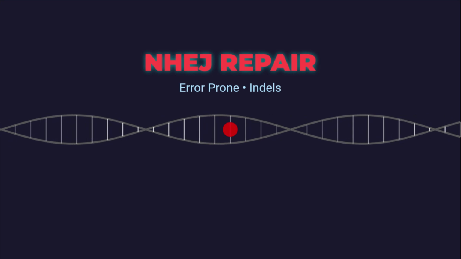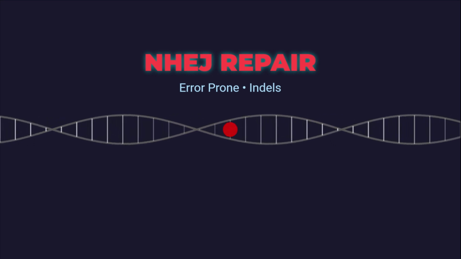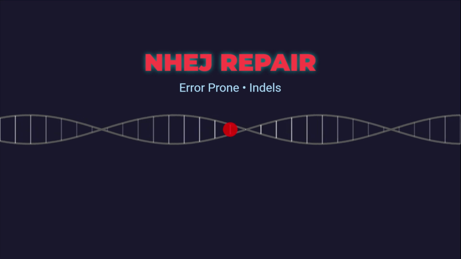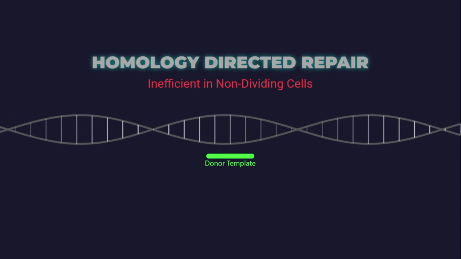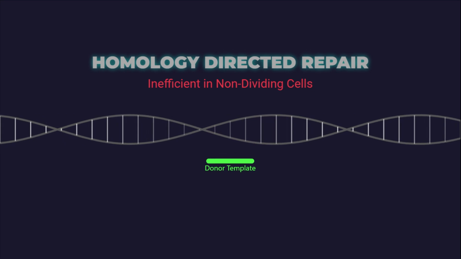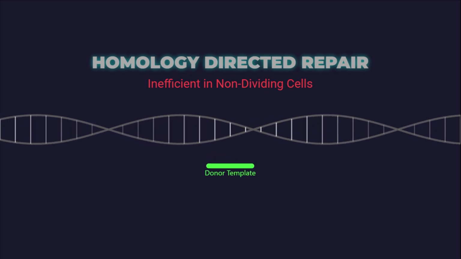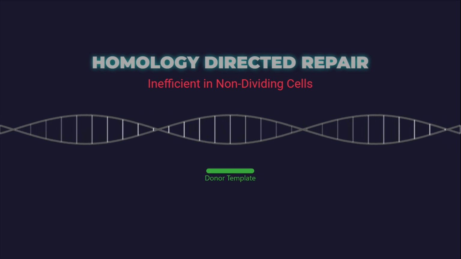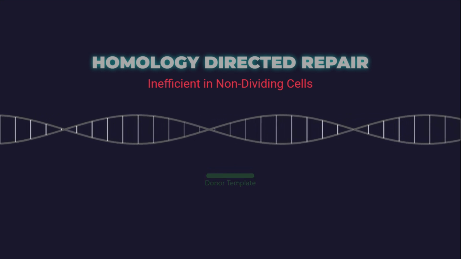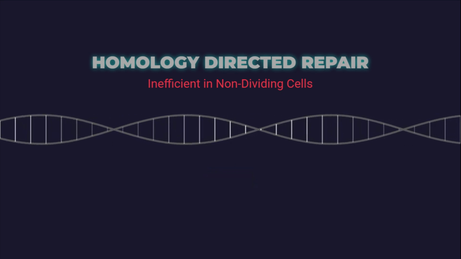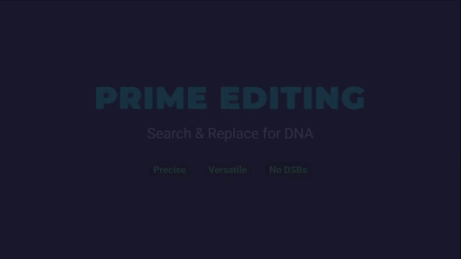Non-homologous end joining frequently results in random insertions or deletions, known as indels, which typically cause frame shifts and gene knockout. While homology-directed repair allows for precise edits using a donor template, this pathway is highly inefficient, particularly in post-mitotic or non-dividing cells like neurons.